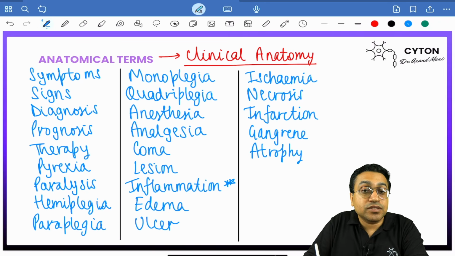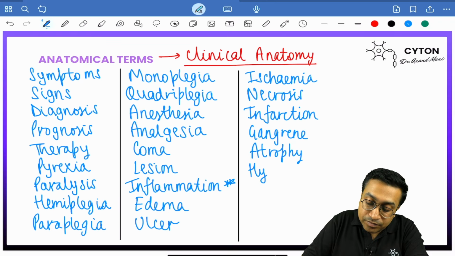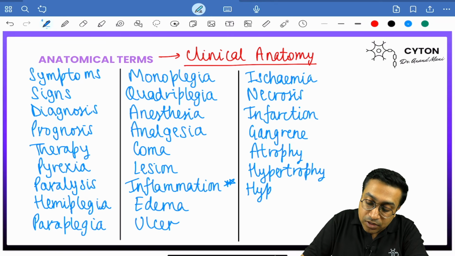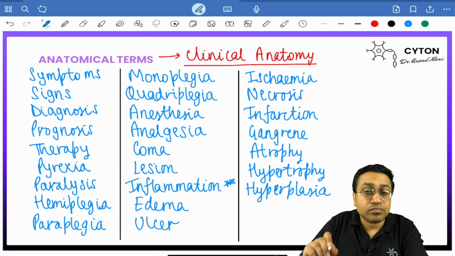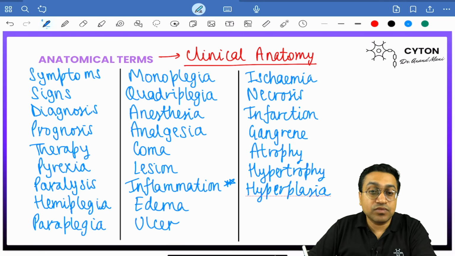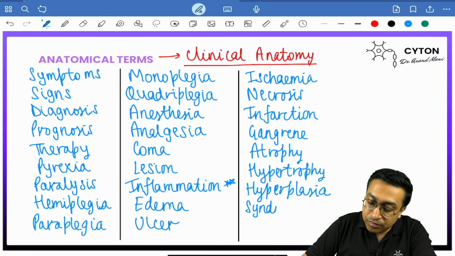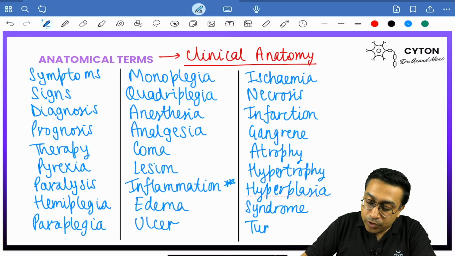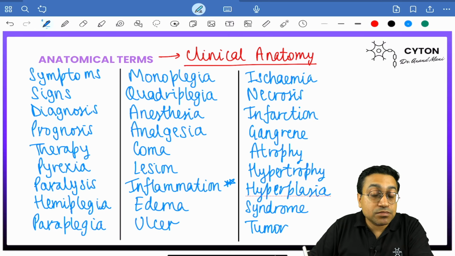Atrophy, that is decreased size of the cells. Hypertrophy, that is increased size of the cells. Hyperplasia, that is increased number and size of the cells. Then syndrome, that is a disease with a group of signs and symptoms together. Tumor, a circumscribed non-inflammatory abnormal growth.